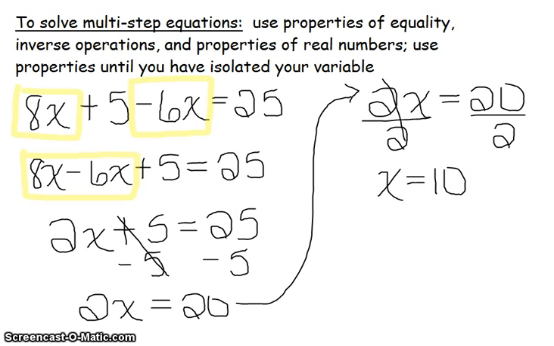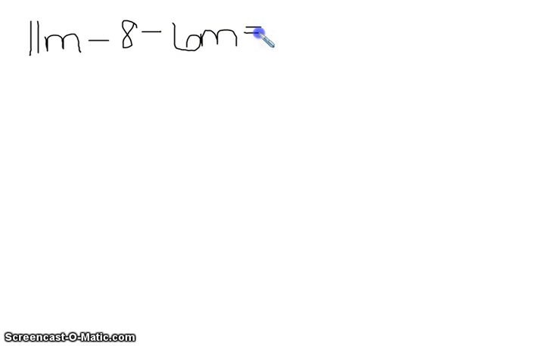So I want you all to try one. Here's your equation to try: 11m minus 8 minus 6m equals 22. Go ahead and pause the video, take a minute or so to solve that for m, and then come back to check your answer.